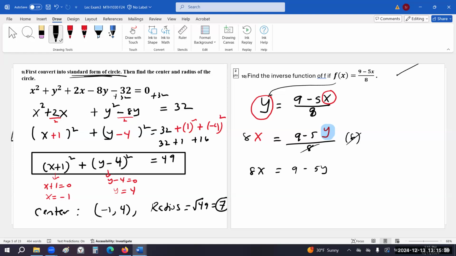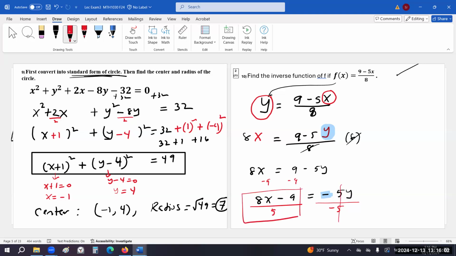Multiply by 8 on both sides, and then subtract 9 on both sides: 8x minus 9 is negative 5y. Another mistake: people forget to put their sign. So it's negative 5y, not positive 5y. You can divide by that, but you don't have to. If you see this already, then you are done.